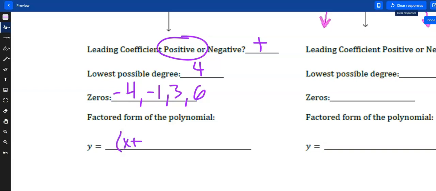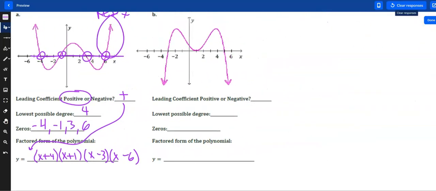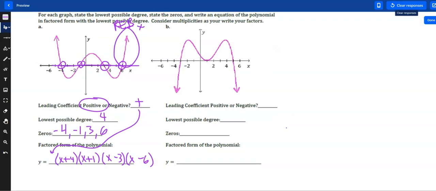So we've got x plus 4, x plus 1, x minus 3, x minus 6. And since that leading coefficient is positive, that agrees. We can leave it alone. Now remember on the next one, you cross your horizontal line through it, so the lowest possible degree is 4. The leading coefficient here is a negative because the right-hand behavior goes down.